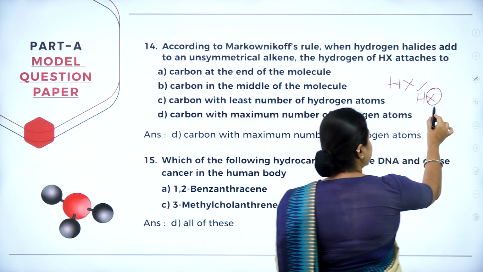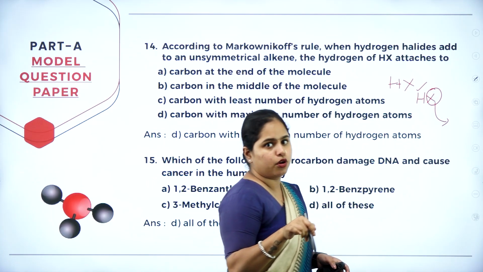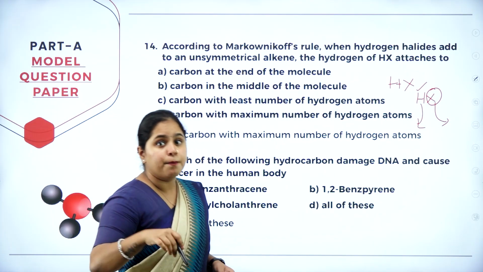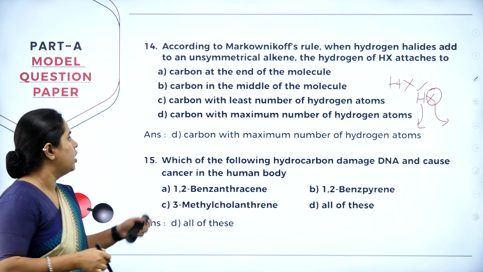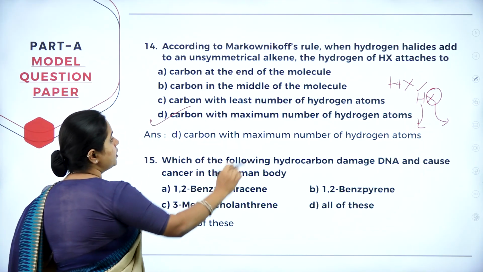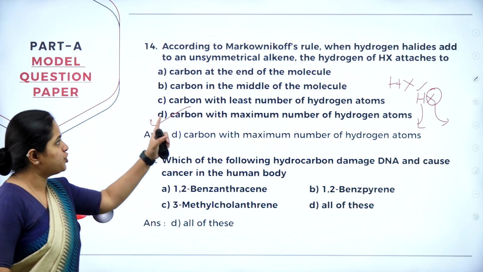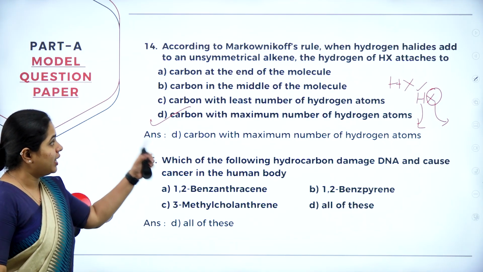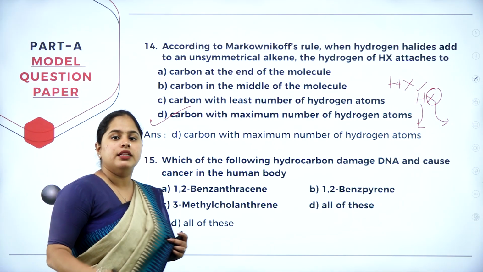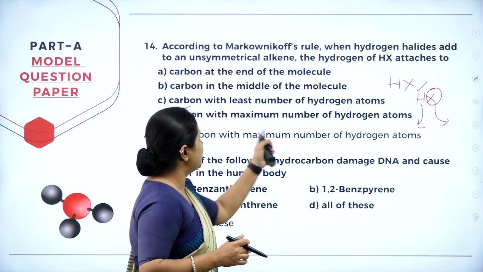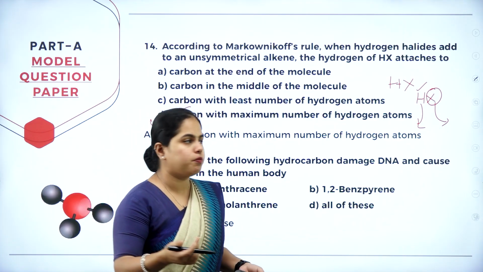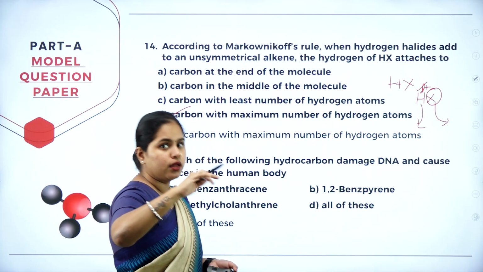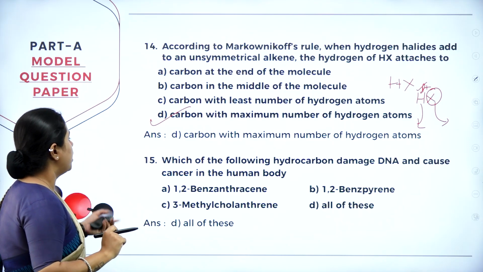If the halogen is attaching to the carbon having the lesser number of hydrogen atoms, of course the hydrogen will attach to the carbon atom having the maximum number of hydrogen atoms, right? So which will be the answer then? Carbon with the maximum number of hydrogen atoms. So just don't go only by Markovnikov's rule and choose option C. C is right for the halogen atom. The negative part will attach to the carbon with fewer hydrogen atoms. Then the positive part, which is hydrogen, will attach to the carbon having more hydrogen atoms. I hope it is clear. Moving on to the next question.